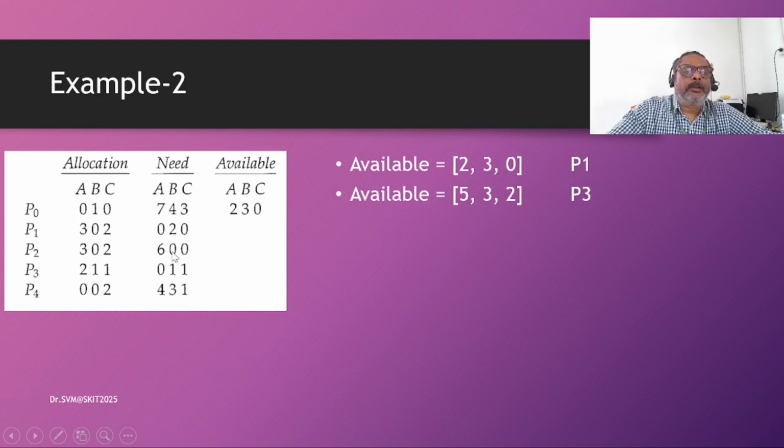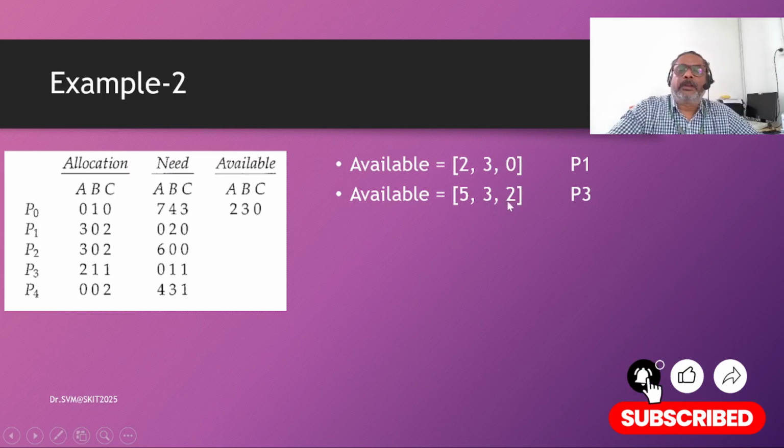After that, if we look at P2, then we require 6 instances of A, whereas we have only 5 instances of A. Therefore we cannot take up P2. So let's check for P3. P3 requires 011. So yes, we have 3 and 2 of B and C respectively, therefore we can take up P3.